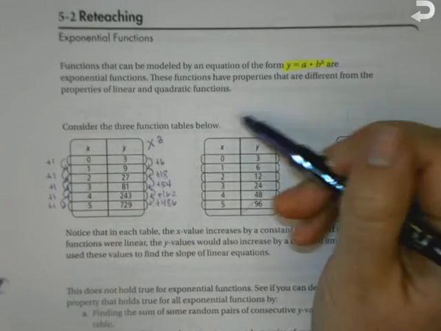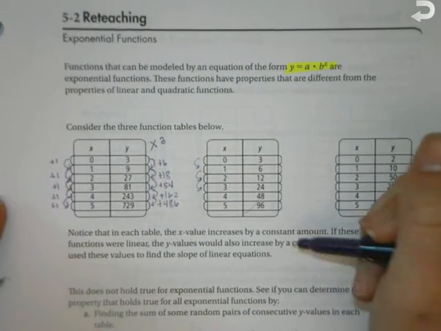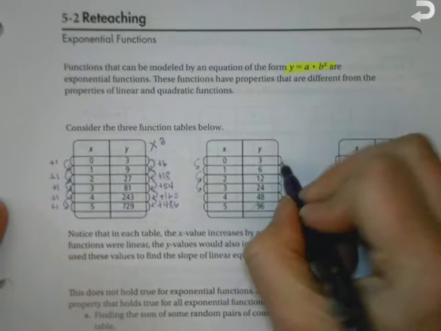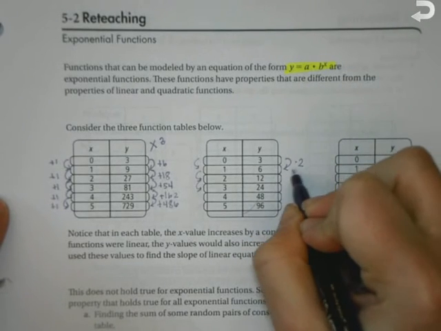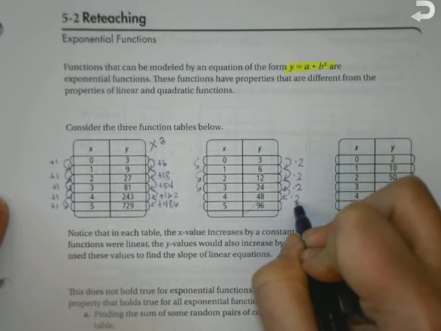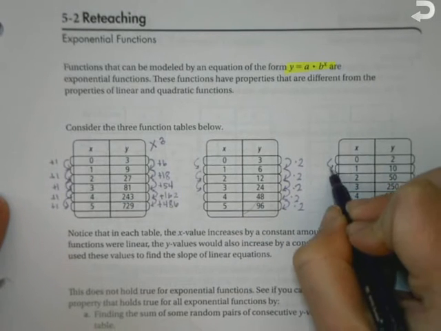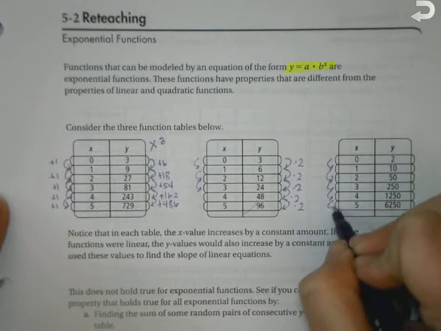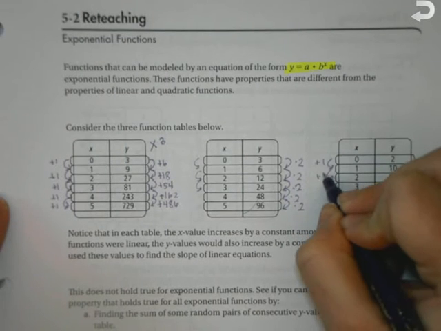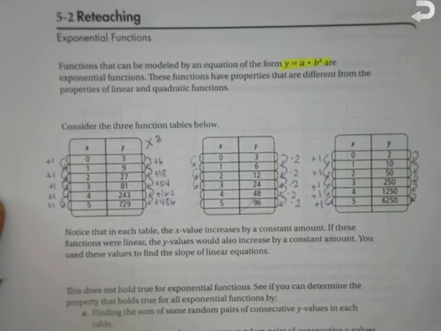Look at the second table. Do my x values have a constant rate of change? Yes. Do my y values? No. What are you multiplying by in the second table? 2. Times 2 every single time, right? Okay. And then look at table number 3. Do my x's have a constant rate of change? Am I adding the same thing every time? Yes, so they're all plus 1, right? That's important. Do my y values have a constant rate of change? No. What am I multiplying by every time there? Times 5.